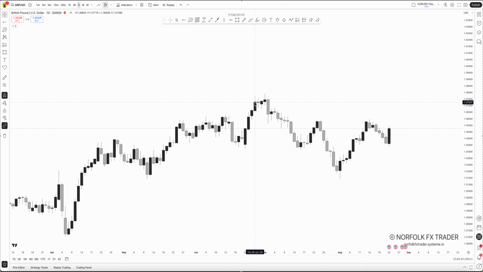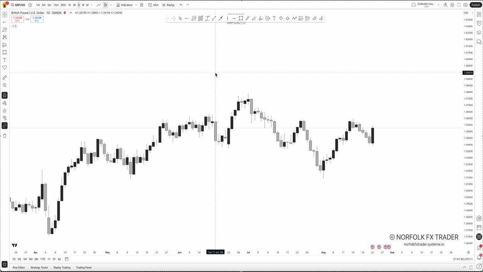So we're going to first look at marking up the structure here on the daily. Then we're going to work our way down through to the 4-hour, then the 30-minute. And in that process, I'm going to show you how to apply the imbalances as well.